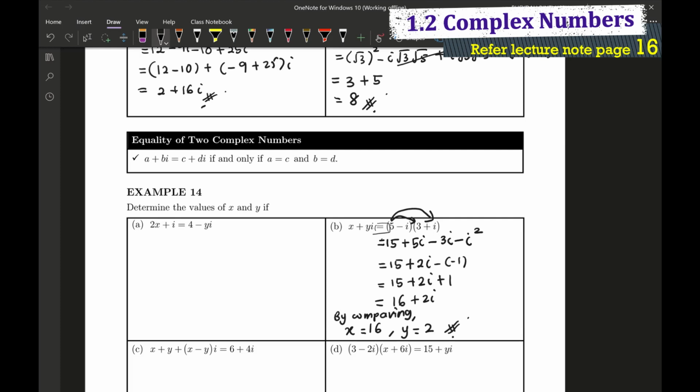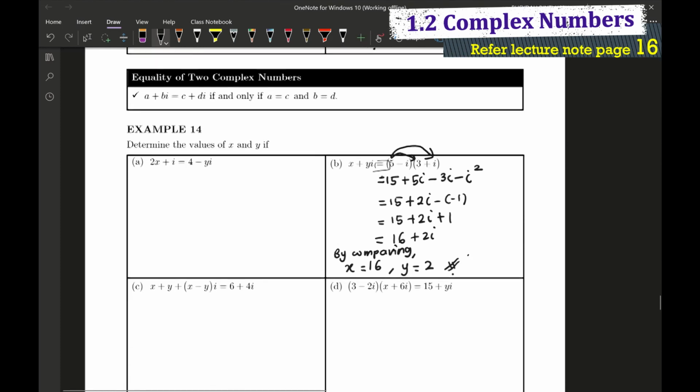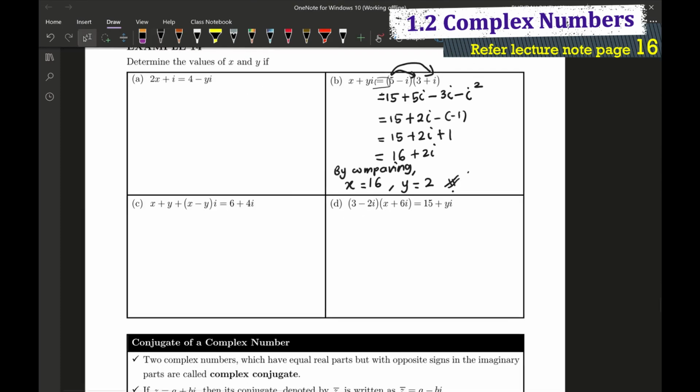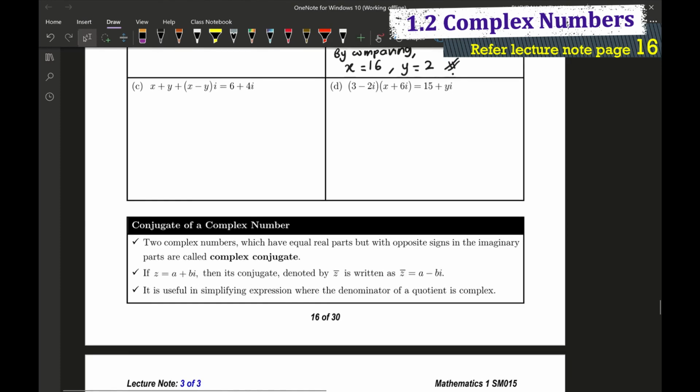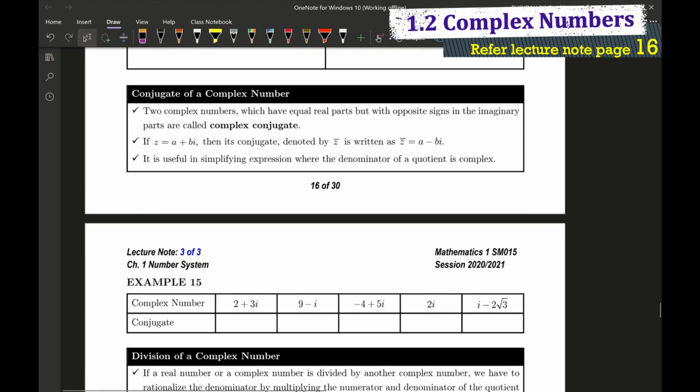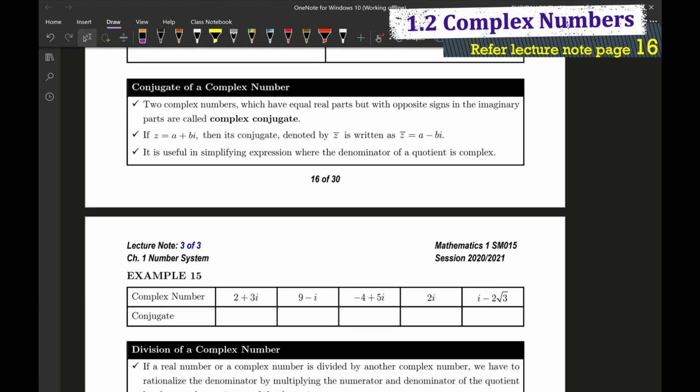Now we go to the conjugate of a complex number. For the previous example, you can try to do it by yourself. We cannot solve everything in this video. We go to the conjugate of a complex number.